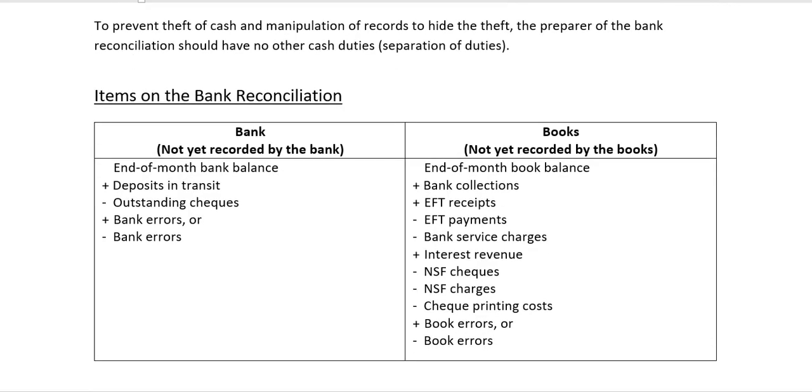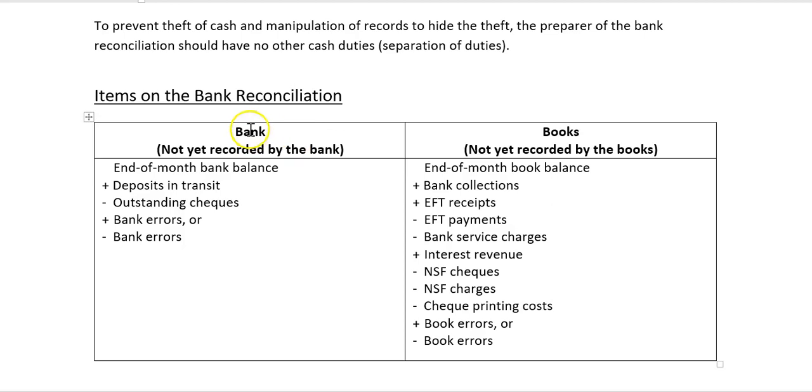So this here is what I like to call the bank rec playbook. Basically, if you look on the left side, you will have the bank side. If you look on the right side, you'll have the book side. And if you go down these two columns, you'll have a really nice idea of how to do your bank rec. This really is a step-by-step process of how we undertake this exercise.